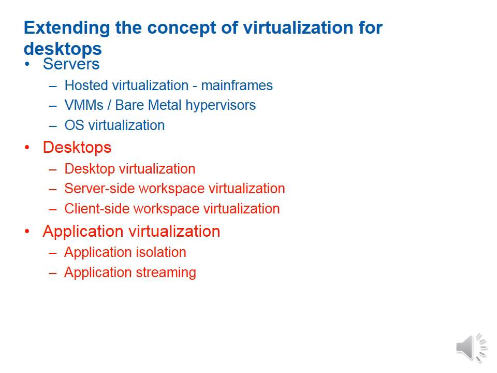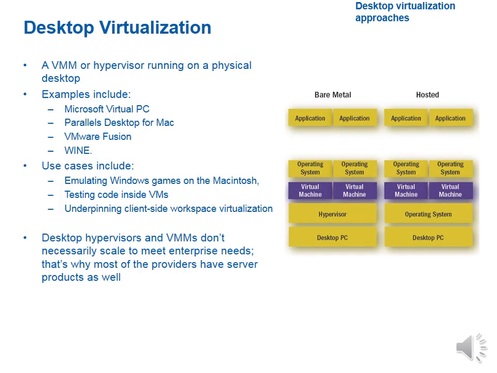Hosted virtualization, this is for the IBM mainframe virtual machine monitor that uses hypervisor 1, bare metal hypervisor. Then operating system level virtualization will be done. Desktop virtualization, you can have the server side and the client side workspace virtualization. Then application virtualization, isolation and streaming. We will see one by one.